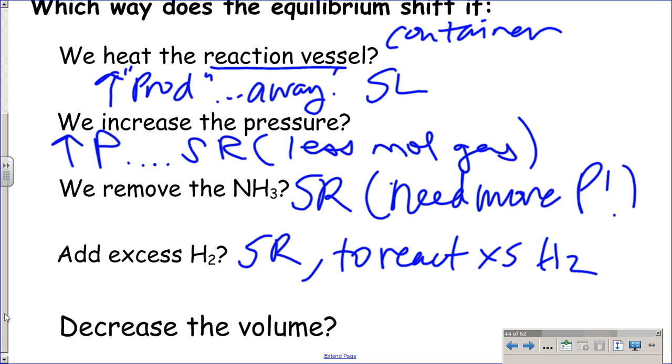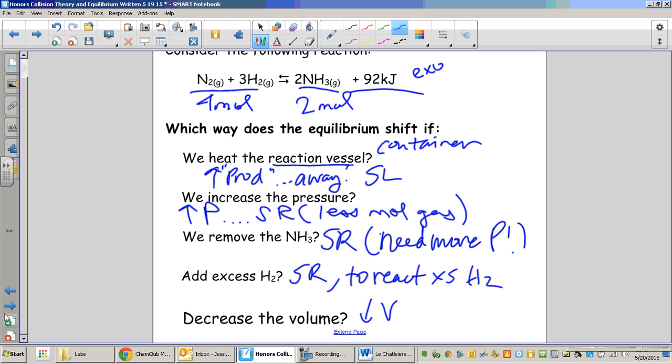Decreasing the volume. Which way? Why are you shifting left? So I'm sorry. I know you can't see that. Let me go like that. Maybe that's a little bit better. Dang it. All right.